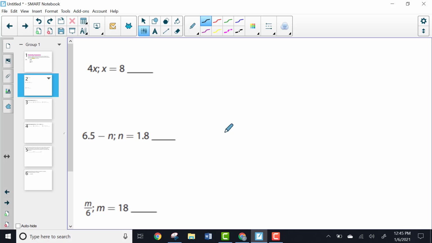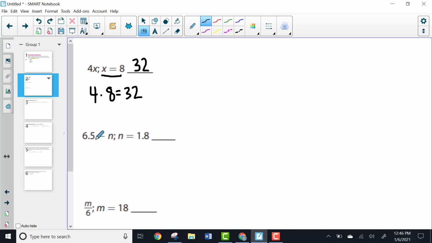So what we have is 4x, and if you remember from the previous video, whenever you have a constant next to a variable, that means multiplication. So we have 4 times x. Now here they're telling us that x equals 8. x doesn't always equal 8, it's just what they're telling us for this problem. So we set it up 4 times 8, and that's going to give us 32. So we can evaluate this expression since we have the value of that variable. Let's take a look at the next one.